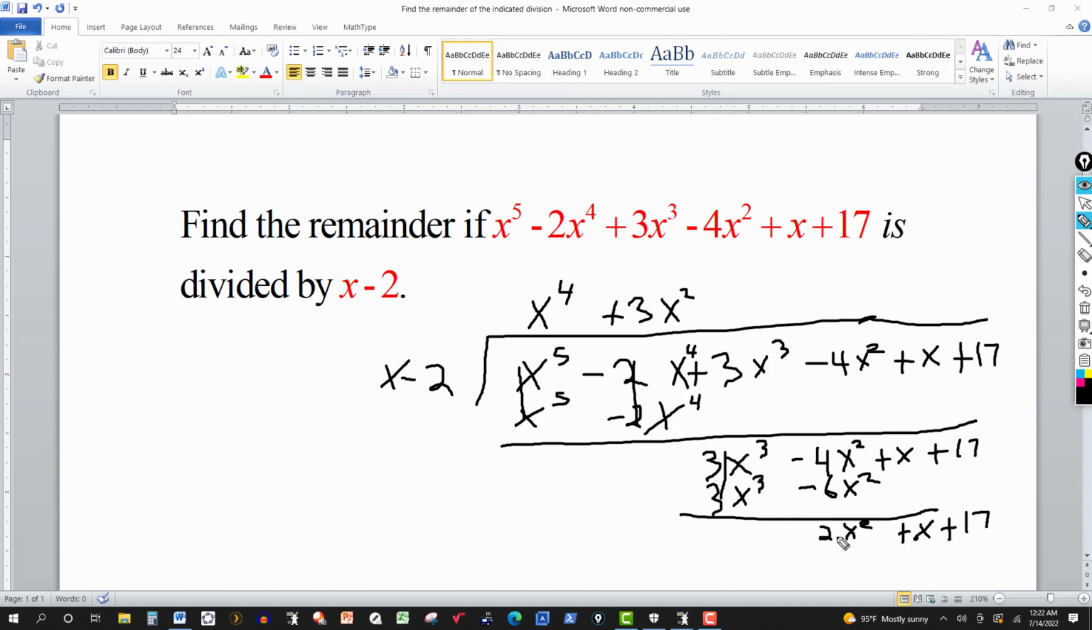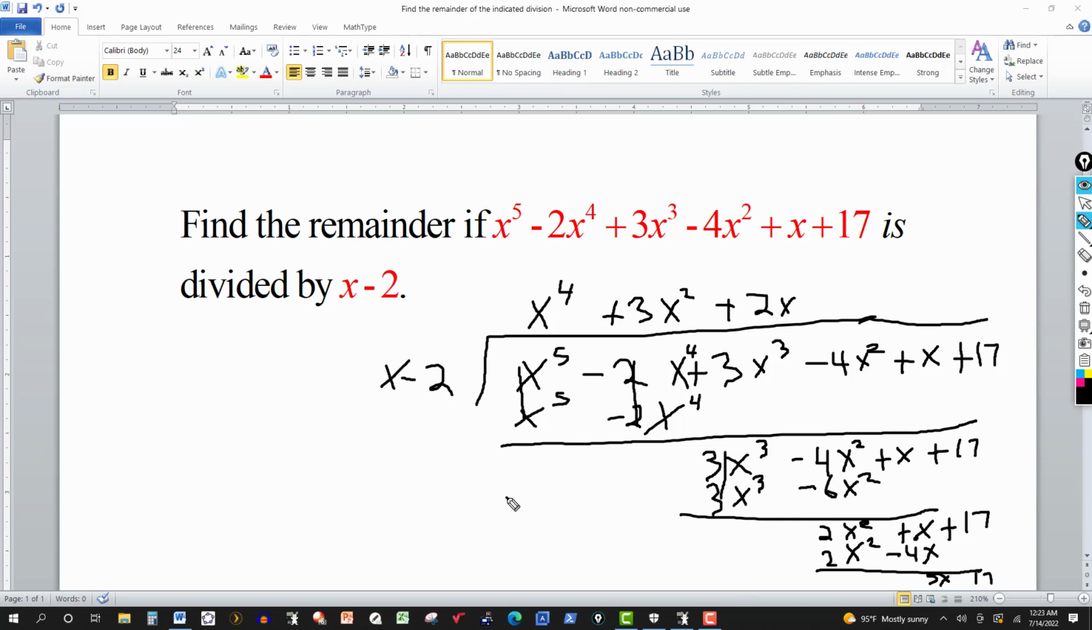So x into 2x squared gives me a plus 2x. And then we continue, multiply this partial quotient times the divisor. So 2x times x is 2x squared. 2x times the minus 2 is a minus 4x. And then we subtract. 2x squared, subtract 2x squared, cancels to 0. And then x, subtract the minus 4x, that becomes a plus 4x. So 4x and 1x is 5x. This is 5x here. And 0 from 17 is 17.